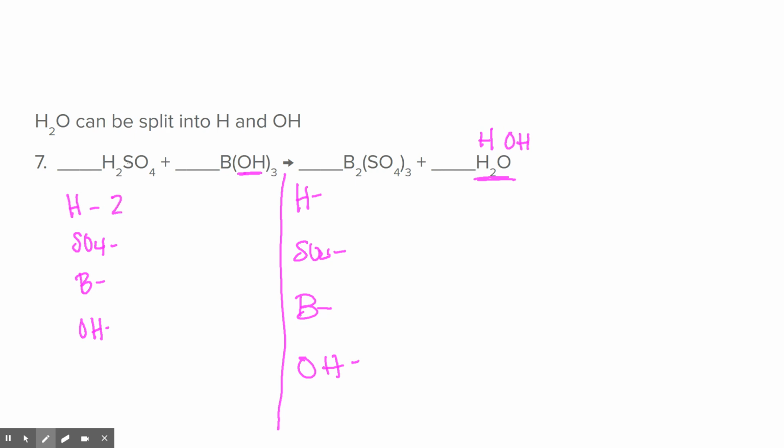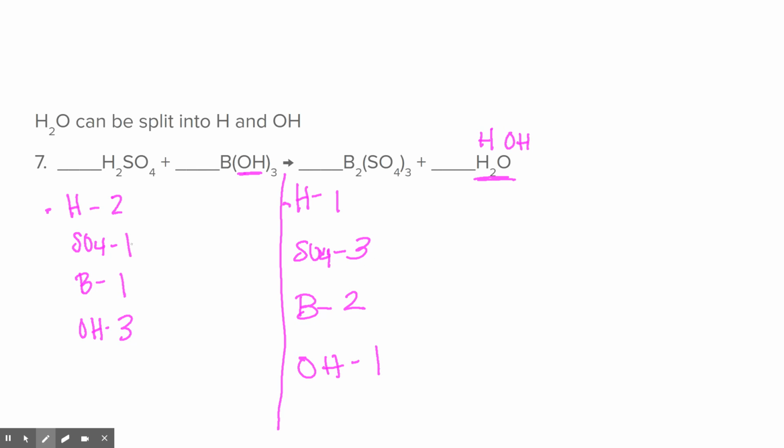So I have 2 hydrogens, 1 SO4, 1 boron, and 3 hydroxides. On the other side, I have 1 hydrogen, 3 SO4s, 2 borons, and 1 OH. Okay. First thing I notice, start from the top. You never want to start with hydrogen or oxygen. So let's start with SO4.